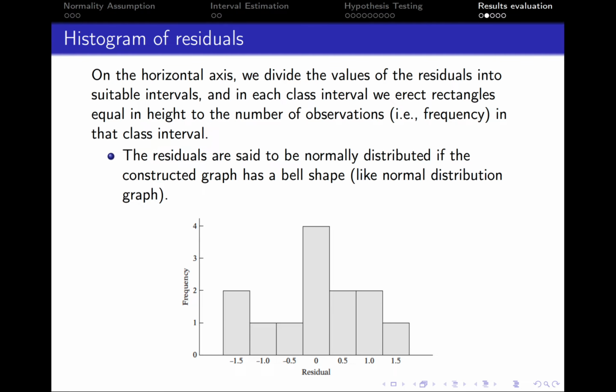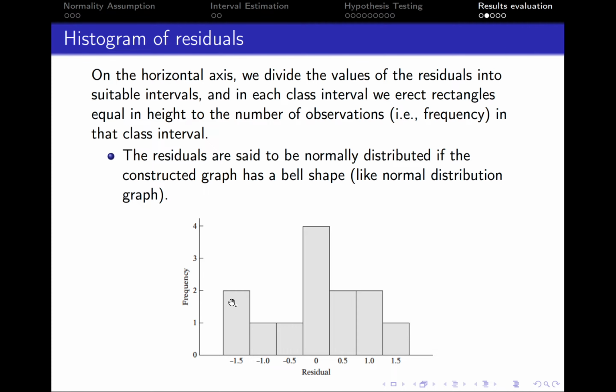So histogram of residuals. So what we do is that on the horizontal axis, yes, please have a look at this graph. On the horizontal axis, we divide the values of the residuals, the estimated residuals, into suitable intervals. Like in this case, the suitable interval is 0.5. And in each class interval, we erect rectangles equal in height to the number of observations.